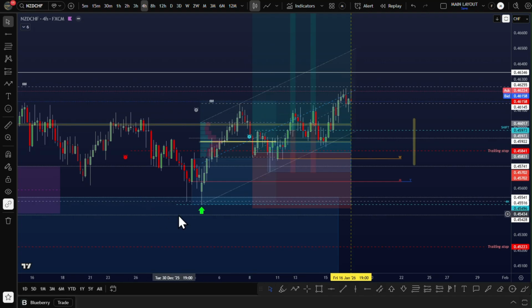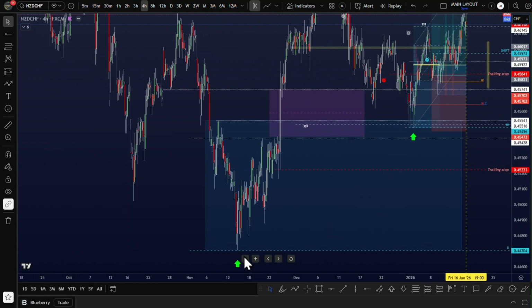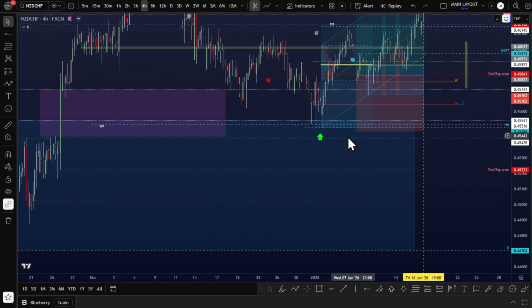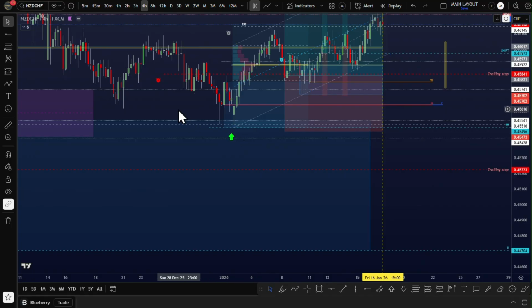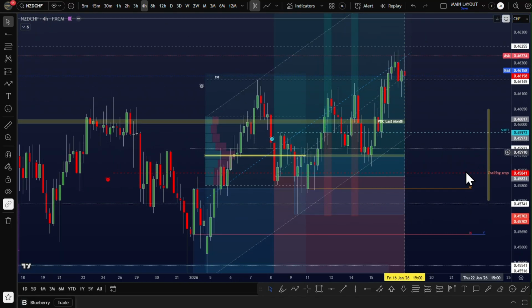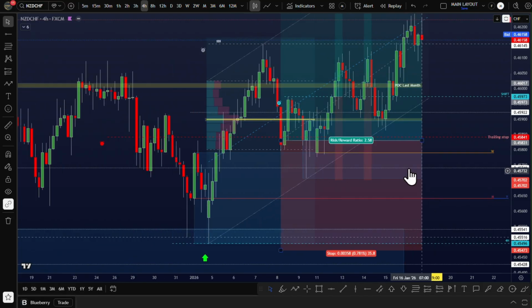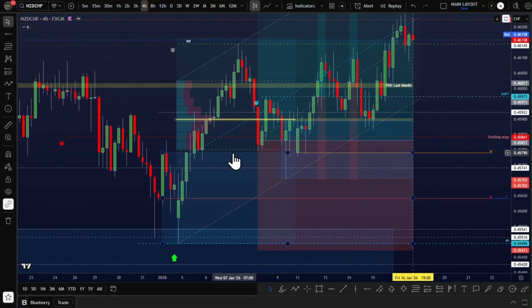So I mark up my 4 hour order flow. I have the daily order flow bullish, and the 4 hour order flow has just turned bullish. I found an entry around this order block. I will take an entry around this order block, but because of the spread of this pair, I think the market slipped me around here. So my entry was around here.